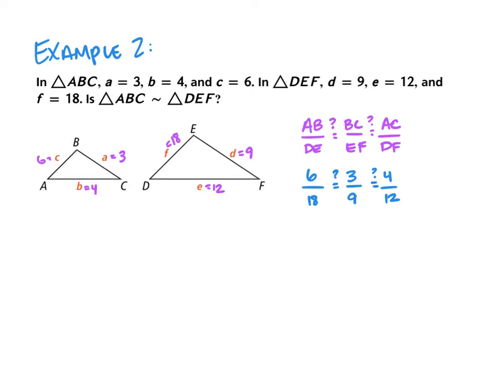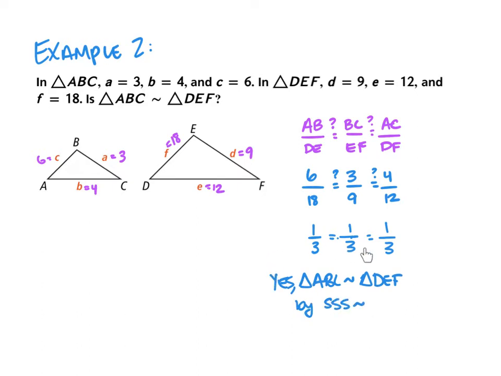So now I'm going to go into fraction simplification mode, and I'm going to look at 6 over 18, and I realize I can divide both of those numbers by 6, and that gives me 1/3. 3 over 9, I can divide both of those numbers by 3, and that gives me 1/3. 4 over 12, I divide both those numbers by 4, and it gives me 1/3. So I can see that yes, all of these ratios are equal to each other. And that leads me to say that yes, triangle ABC is similar to triangle DEF by side-side-side similarity.